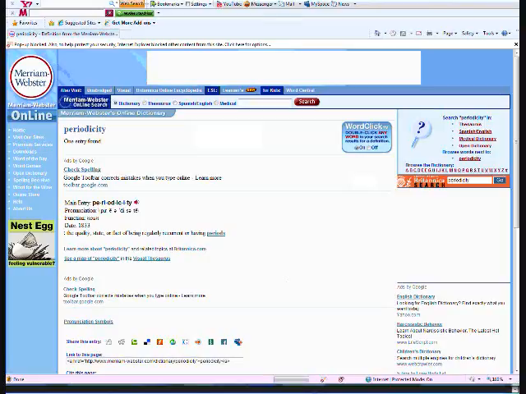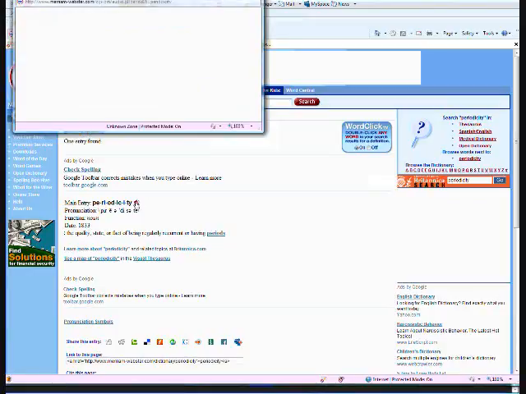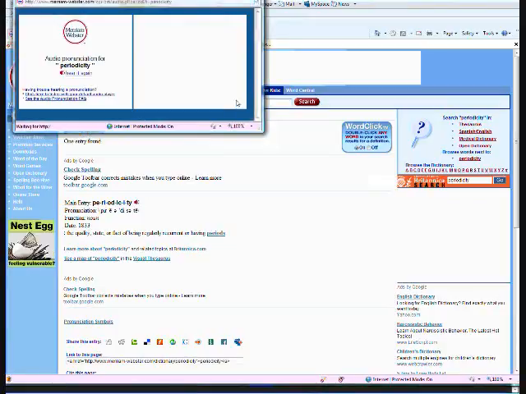I should take a moment, however, to figure out how to pronounce this word. Fortunately, Merriam-Webster has an online dictionary, and according to this, let me turn the volume way up. According to this, we can hear how it's pronounced. Periodicity. Okay, periodicity. Well, that's not hard.